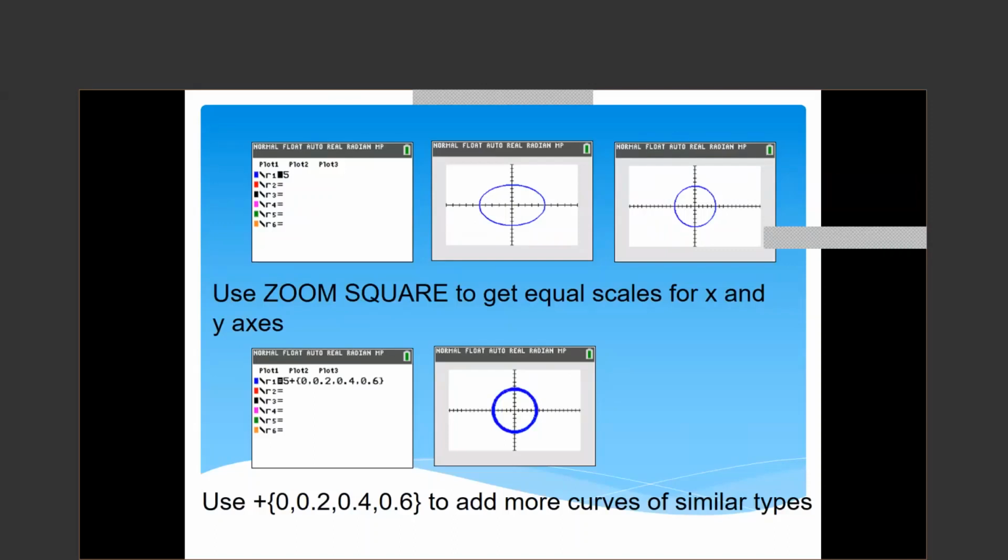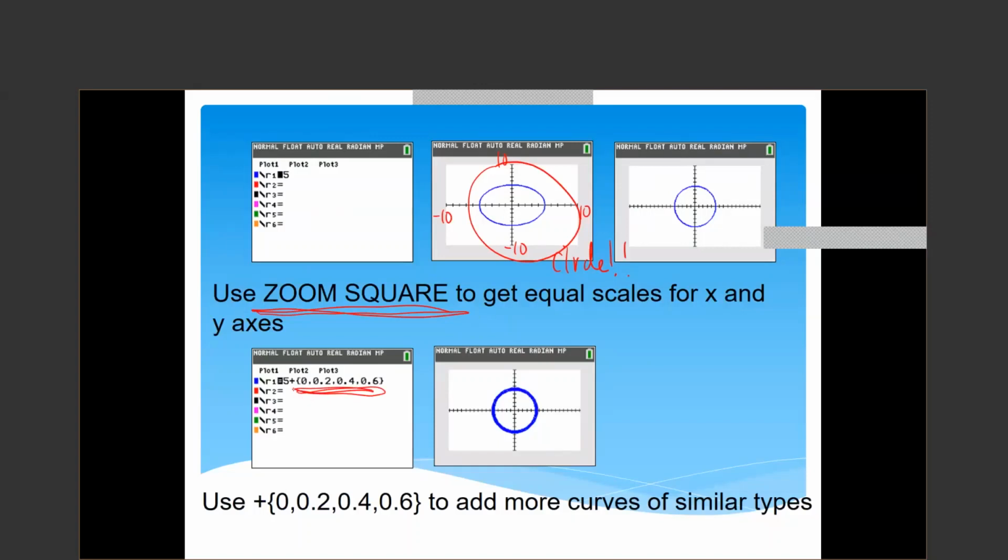Please take note, this one doesn't look like a circle at all. This is supposed to be a circle. Because my setting of the window is -10 to 10, -10 to 10, and you notice the width is longer than the height. Therefore, the circle is being squashed. So in order to get a circle that really looks like a circle, use zoom square. And to create the thickness of the circle, you go to key a family of curves.